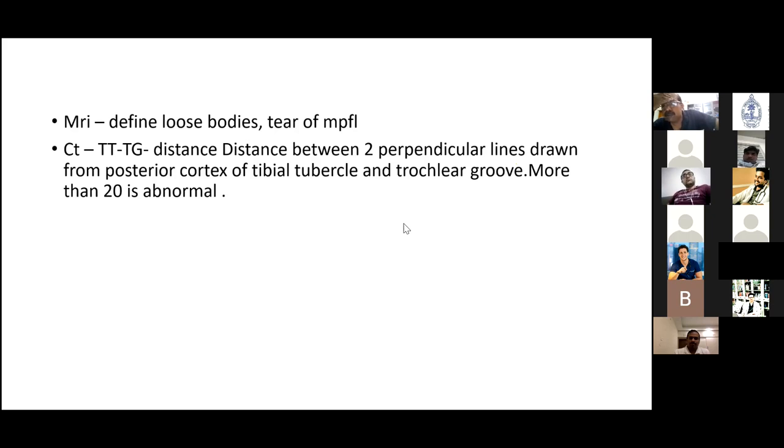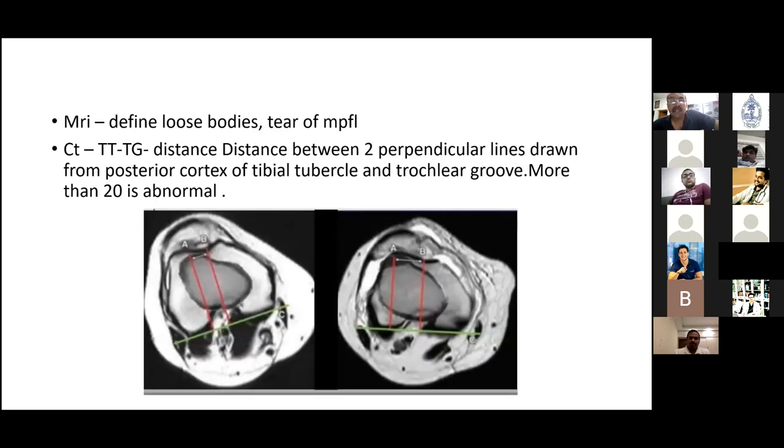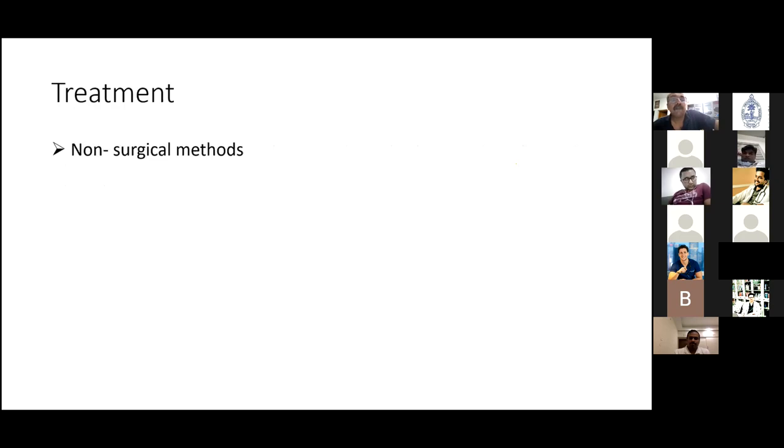So in the knee, rather than the sulcus angle, you look for the TT-TG ratio, the tibial tuberosity to trochlear groove distance. If it is more than 20, it is abnormal. So this TT-TG ratio and Q angle, and whether you have a patella alta or not, determine your treatment. So these are the ways of looking at it.